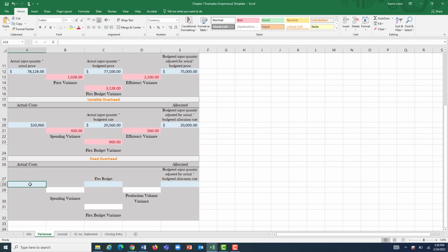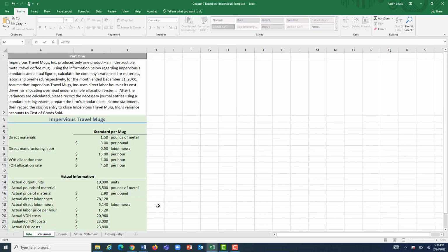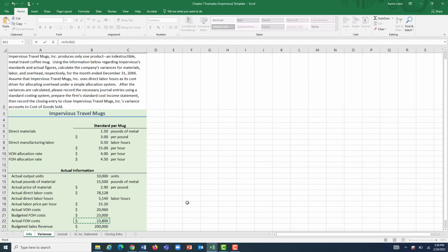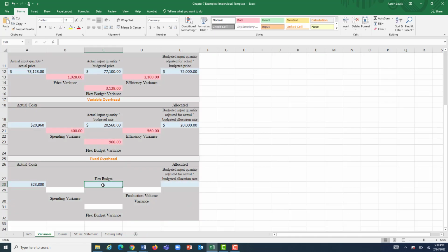We're going to start with our actual. What was the actual amount that we incurred of fixed overhead during the period? Well, that's provided in our information. Our information tells us that Impervious Travel Mugs actually spent $23,800 in fixed overhead costs during this month. Typically, in the no-name column, you would adjust for a change in your input quantity. Well, that is irrelevant for fixed overhead because, again, fixed overhead should not change no matter what happens with the quantity of your driver. So in the center column for this one, we don't really have a no-name-ish column. We're just going to bring over the amount from our flex budget.